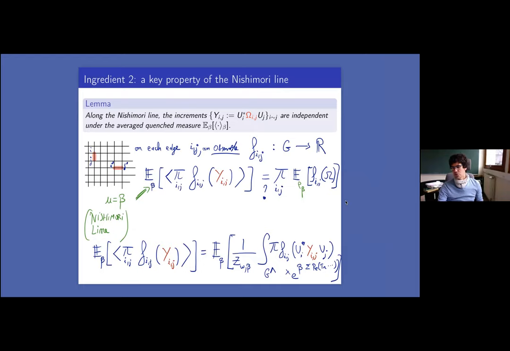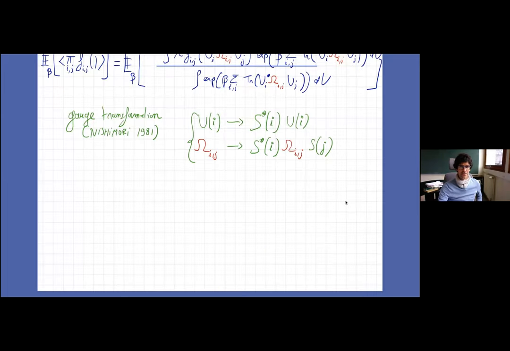So the ingredient two, I wanted to do it, but I will not. This is the special feature of Nishimori. Maybe let me just go.